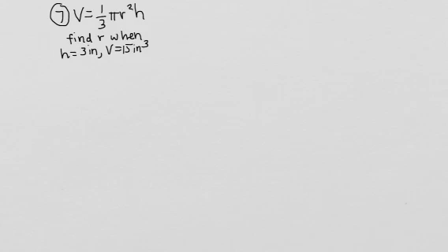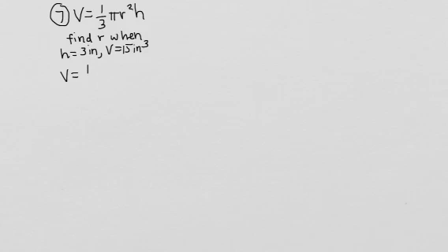Okay, for number 7, you have the volume of a cone, and they're asking you to find the radius to the nearest hundredth when the height of the cone is 3 inches and its volume is 15 cubic inches. Okay, so you can do one of two things. You could solve for R first and then just substitute in the numbers for H and for V. Let's go ahead and do that.